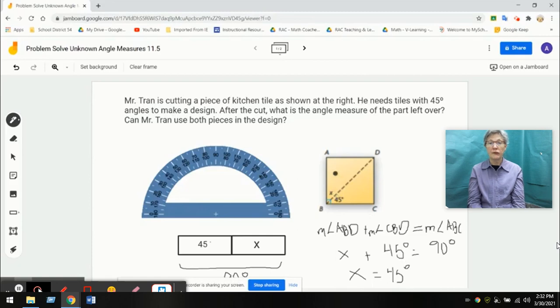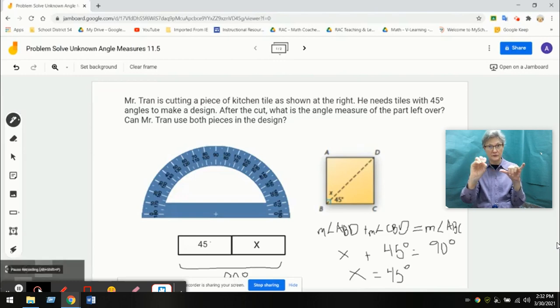So as we look back at our problem, we said that X equals 45 degrees. And if we look at our problem, what is the angle measure of the leftover part? Remind me? That's right, 45 degrees. So can Mr. Tran use both pieces in the design? Yes, since they both measure 45 degrees, he's able to use both pieces in his design.